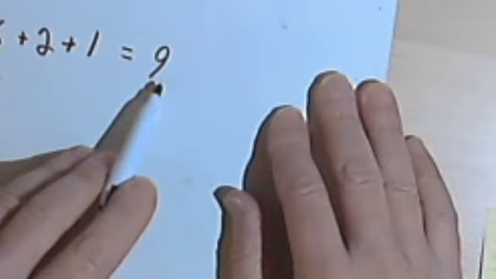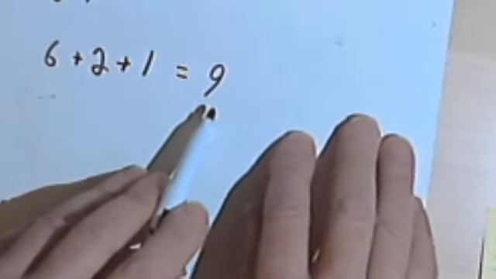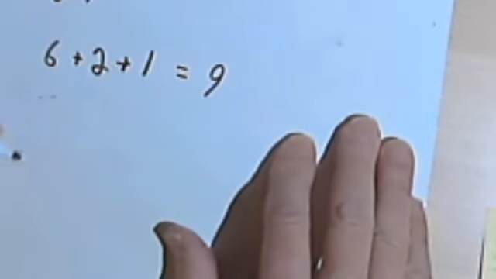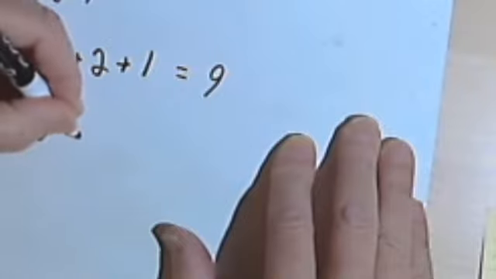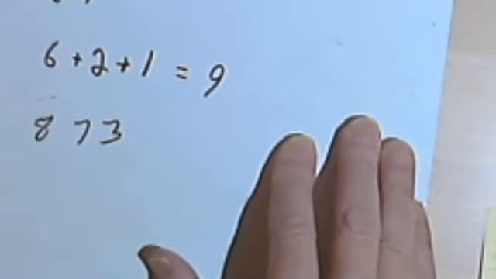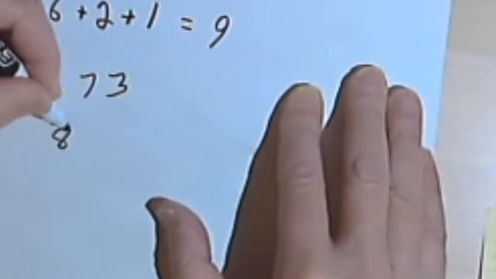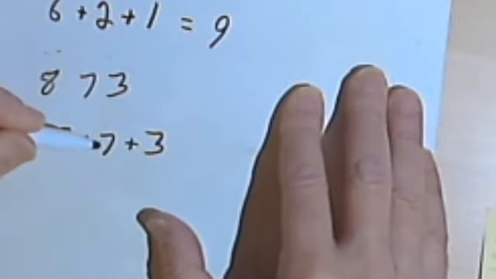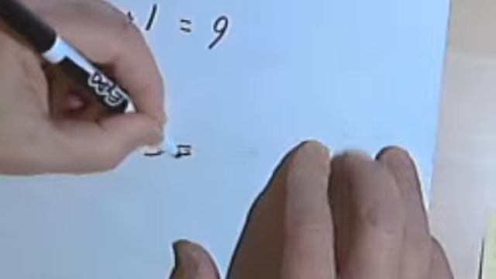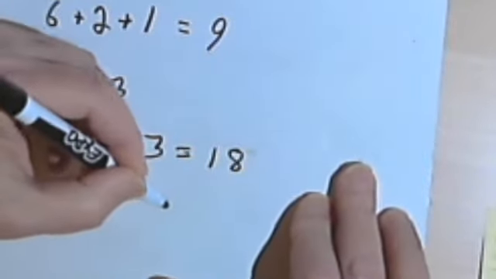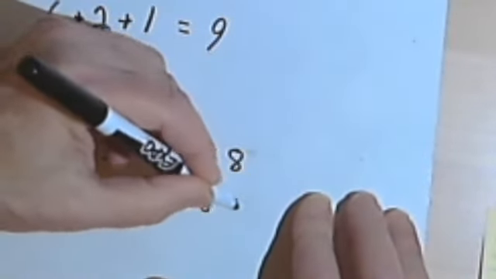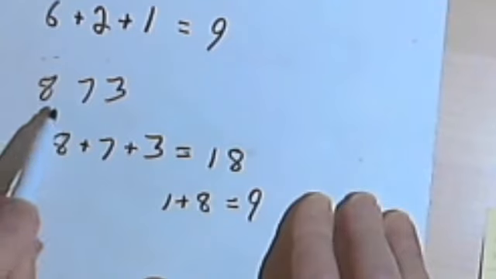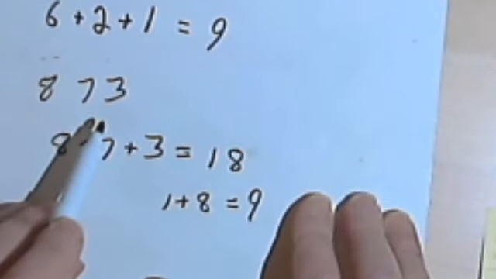On top of that, if what you get when you're done with this process is a 9, then it means you can also divide the number by 9. So if I have 873, 8 plus 7 plus 3. 8 plus 7 is 15, plus 3 is 18. 1 plus 8 is 9, so 873 is divisible by 9.